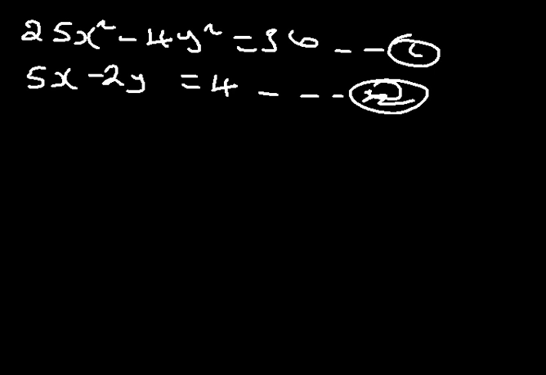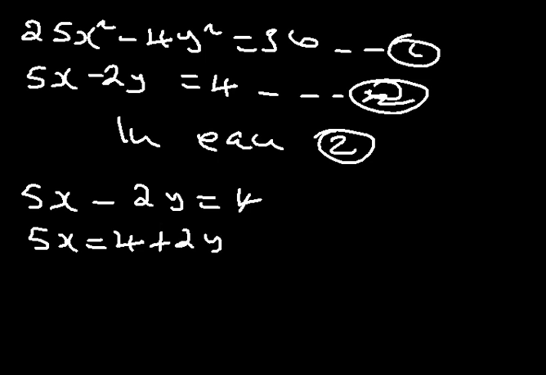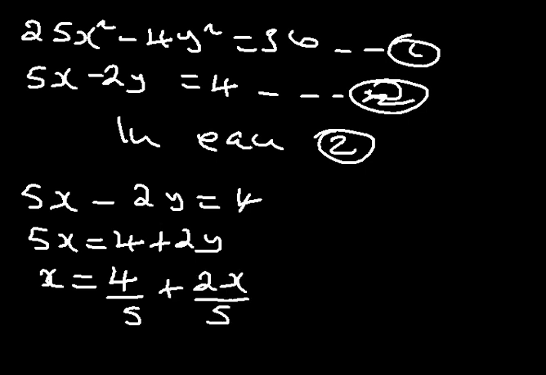Then I'll have to think of taking the equation where one of the variables can be expressed as the substitute formula. Hence we think of having x as that, in equation 2. How does it look like? We have 5x minus 2y equal to 4. So 5x will be equal to 4 plus 2y. So we have x equal to 4 over 5 plus 2y over 5.